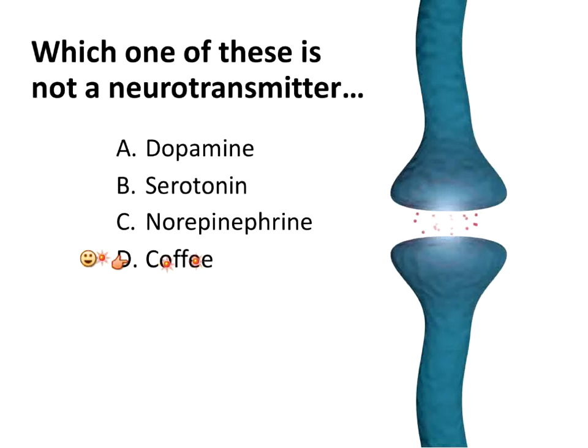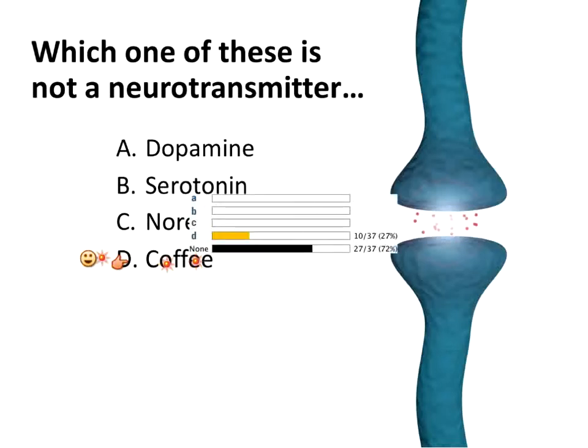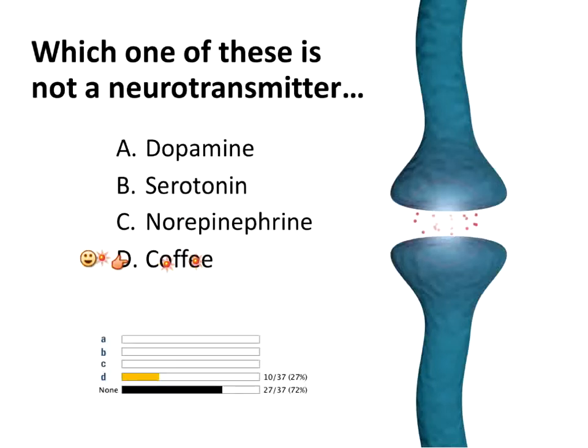Well, Jeannie, if you don't mind publishing the poll, because it looks like we've got some pretty good consensus across both ways of voting. That one was an easy one. There it is. So we've got D as our answer. So yeah, neurotransmitters, most of you are probably familiar with dopamine, serotonin, and norepinephrine.